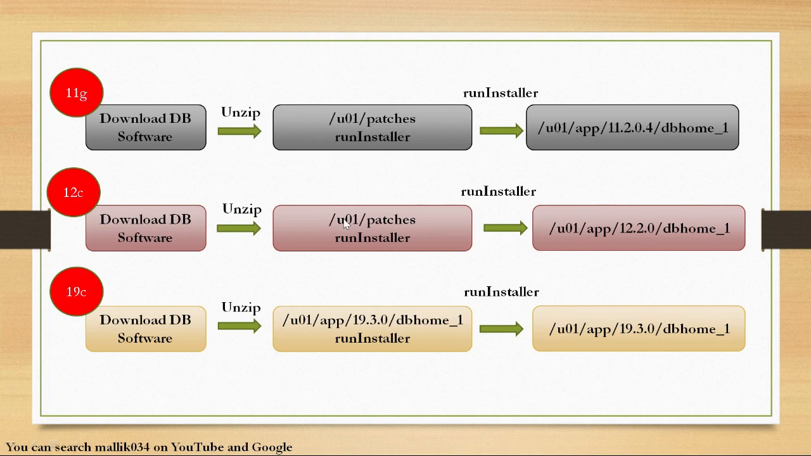You are going to unzip into some mount point, and then install into some other oracle home directories. Whereas in 19C you directly unzip the software into your DB home, and then inside the DB home you run the run installer, and that DB home becomes your database oracle home by relinking your libraries and executables. So these are the changes I noticed in 11G, 12C and 19C with respect to the GI home installation and DB home installation.